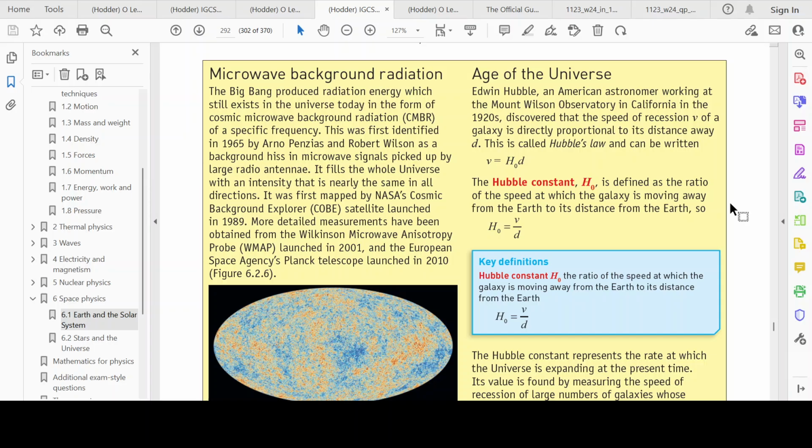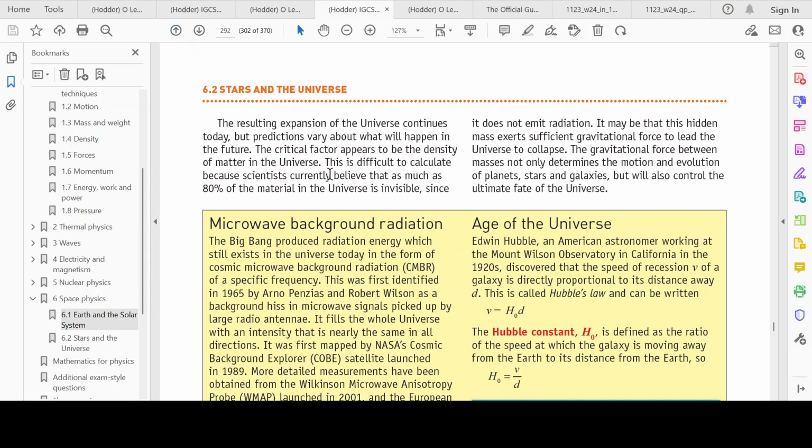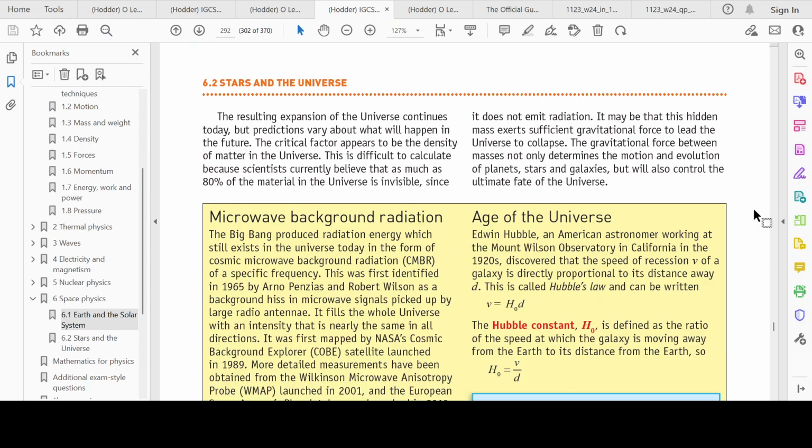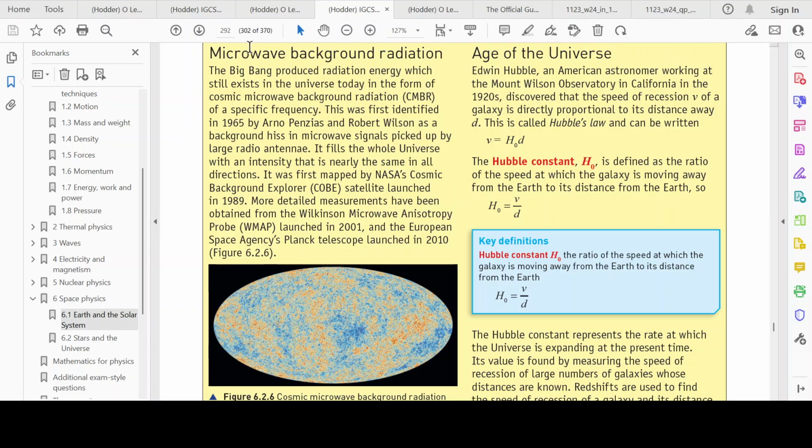Okay, final stretch. Microwave background radiation, right? The class, I mean, I started earlier, so it's already about 50 minutes for the class, but I'll keep going, because there's just this bit left. So let's just do this.